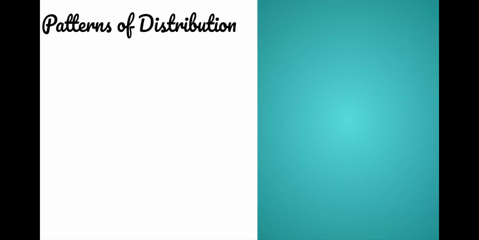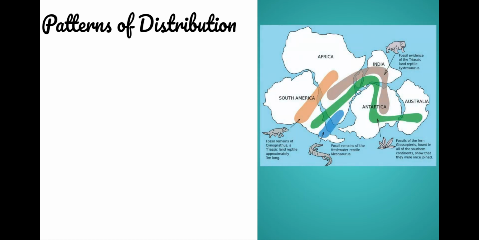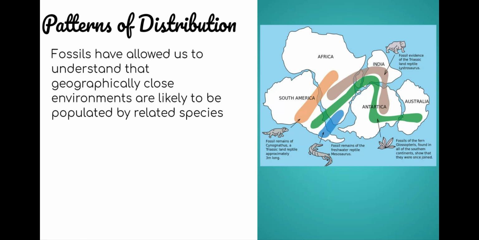So this leads us to this idea of patterns of distribution. We can now look across the earth to figure out how animals were closely related. You may have heard the word Pangea before, or the supercontinent, in which all of the continents at one point in time touched. We know this because we can look at transitional fossils, and we can see that there are fossils of similar animals distributed across all the continents. So fossils have allowed us to understand how geographically close environments were and how likely it is to be populated by related species.